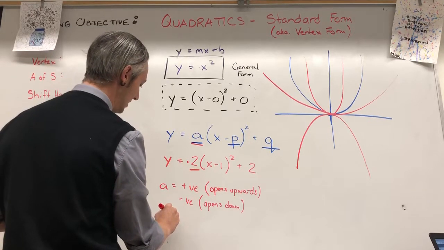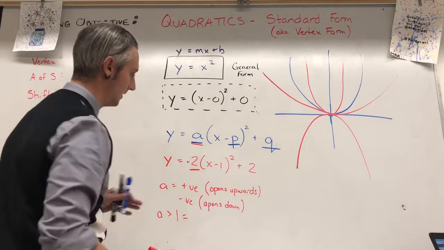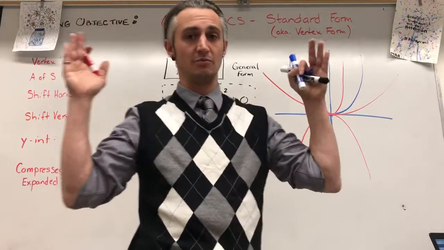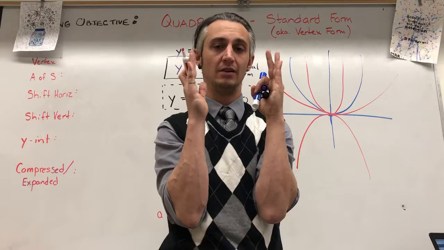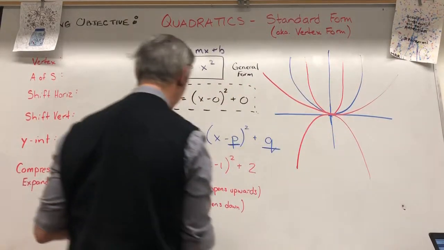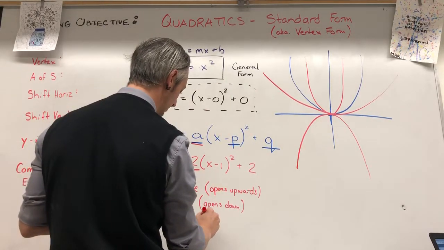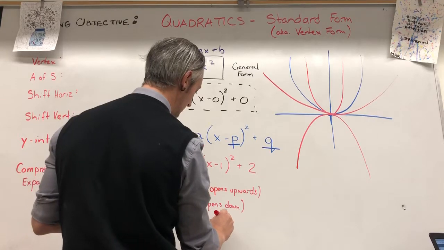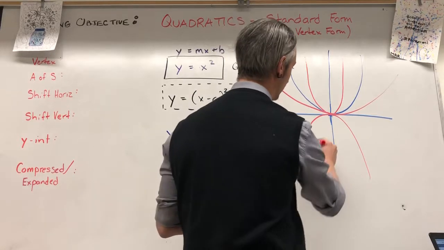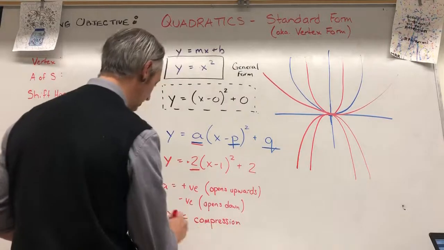Now, if a is greater than 1, so if it's 2, 3, anything bigger than 1, we're actually compressing our quadratic graph. We're pushing it thinner. Greater than 1, compression. And if it was, say, negative 2, it would look something like this. We're compressing it, but we're still sad. Compression.